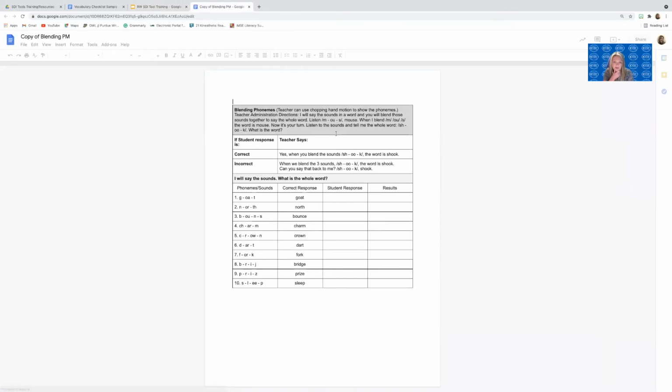So let's go back and look at that really just for a second. So if, for example, you can put here where it says student response, then you might want to spell it how they say it. So for example, if they said gat, then instead of saying goat, you would want to write G-A-T so that you know that they called it gat.